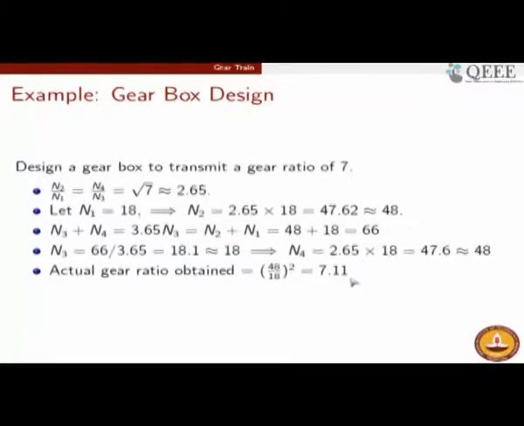So this is to exemplify what I said. If you are looking for a gear ratio of 7, you will not be able to attain that exactly. You will be able to hit a close value, which is 7.11 instead of 7. This condition arises simply from practical considerations: obviously you cannot have a gear with a fractional number of teeth. You have to have a gear with an integer number of teeth.